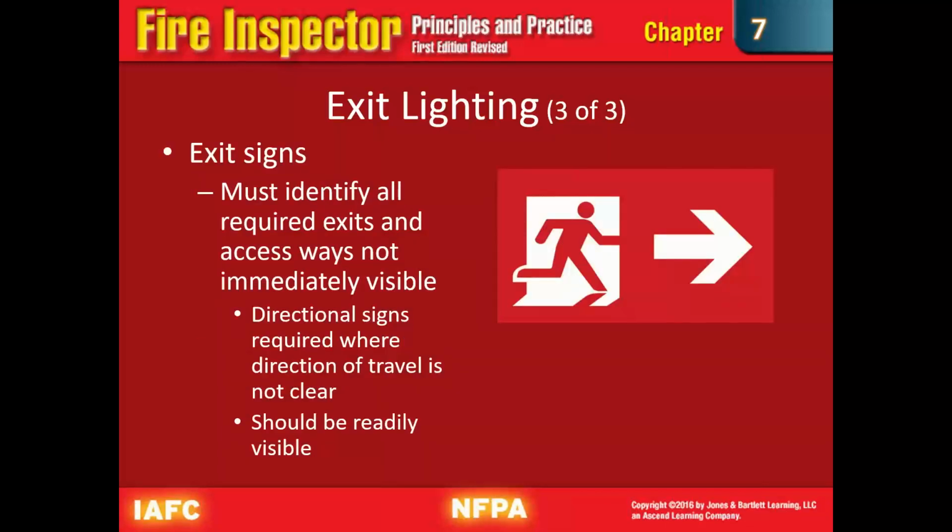Your exit signs, you want to make sure that they identify all the required exits and access ways not immediately visible. Directional signs are required when the direction of travel is not clear, right, and should be readily available. You pretty much have to have signage throughout the entire egress path. And like I said, if you have to make a turn to get to an exit, there needs to be an accompanying arrow or directional designation.